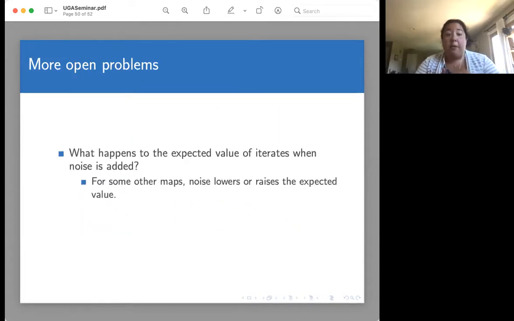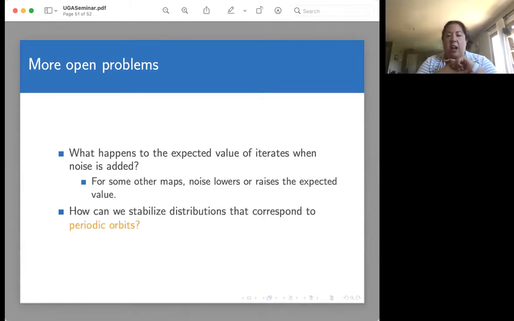So, some more open problems, and these are things that my collaborators and I are currently working on. We can talk about things like the expected value. What happens to the expected value of the iterates when noise is added? For some other maps, we've seen that when you add the noise, the stochasticity, the expected value actually changes: it becomes lower or bigger than in the deterministic case.